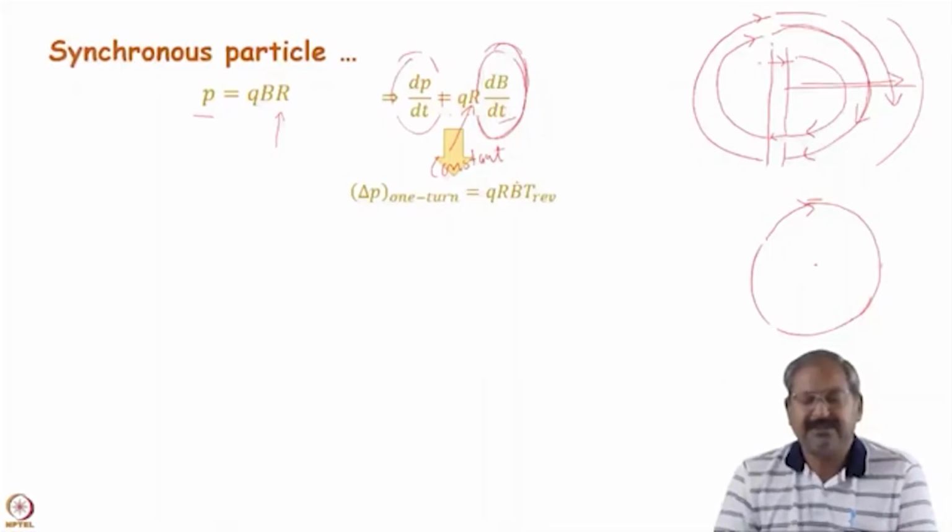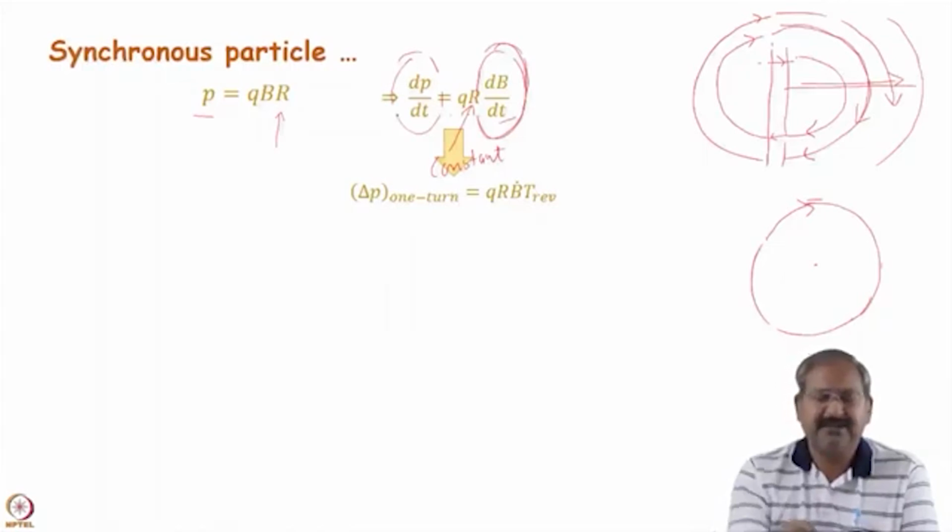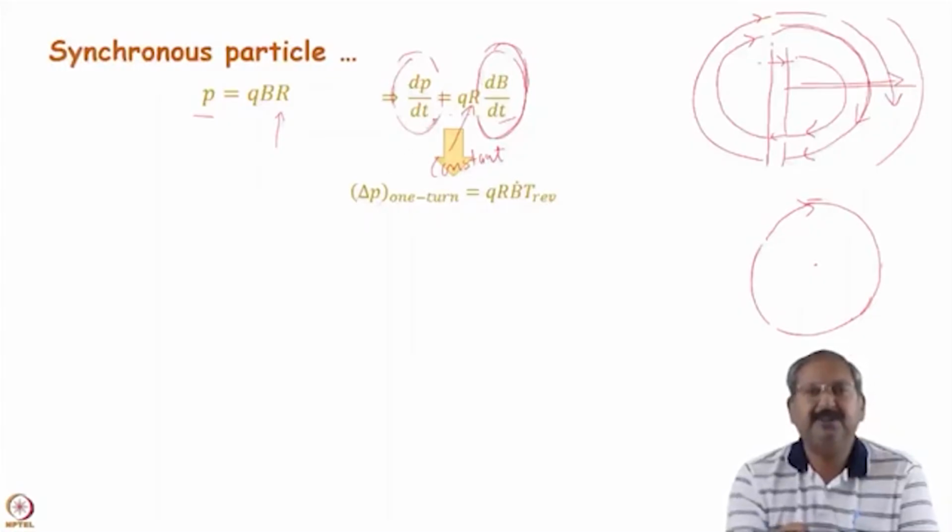Now how much change in momentum will there be in one turn? You can see the relation dP by dt is equal to QR dB by dt. So in one turn, delta P will be dP by dt times t revolution, which is QR B dot times t revolution. Dot means d by dt.